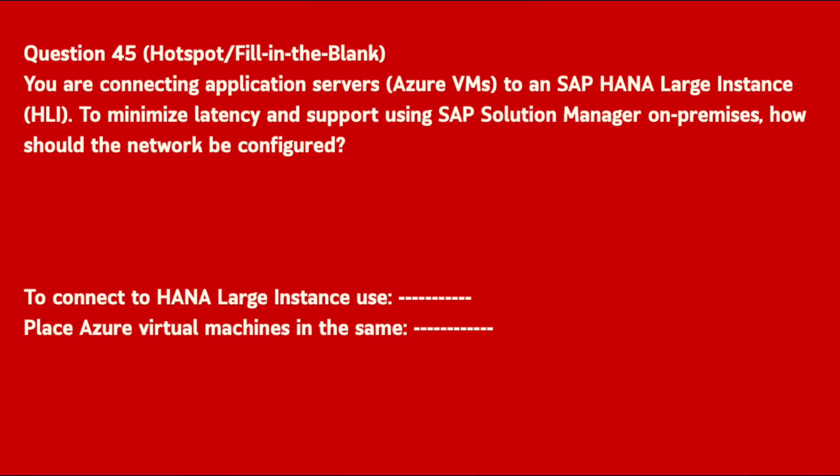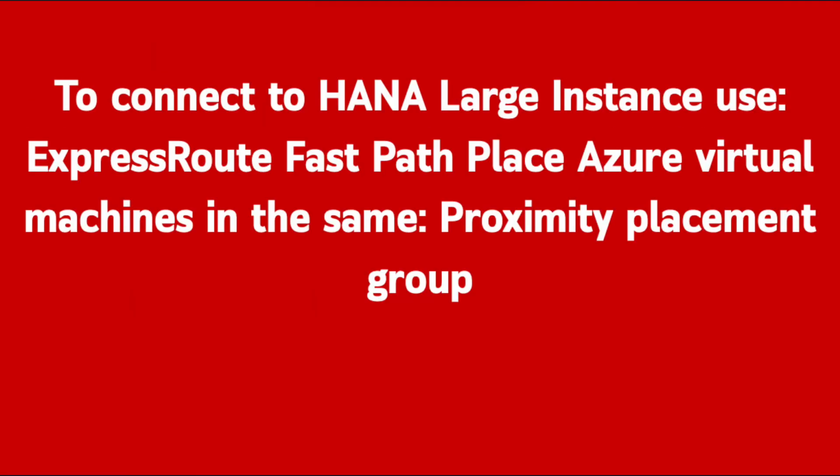The answer is, to connect HANA large instances, use ExpressRoute FastPath and place the Azure virtual machines in the same proximity placement group. To minimize latency between HLI and SAP application servers, VMs should be placed in the same PPG. And the connection between HLI and application servers should utilize ExpressRoute FastPath to reduce latency.